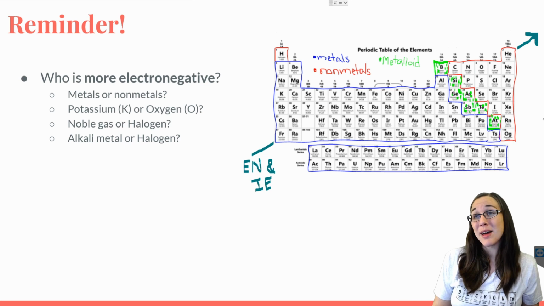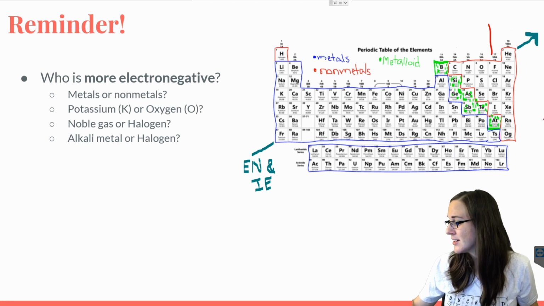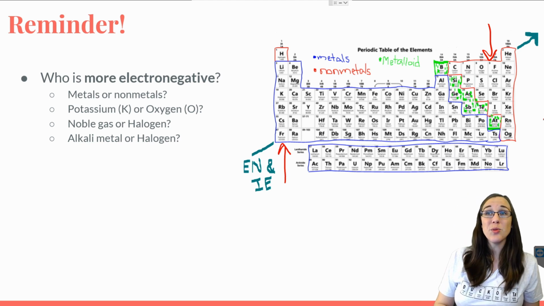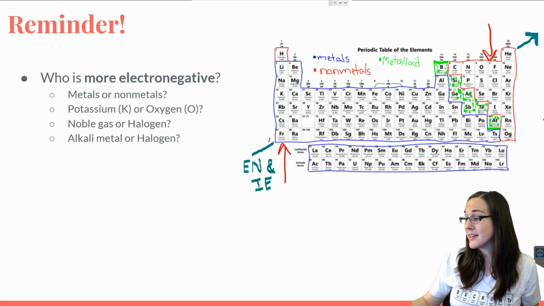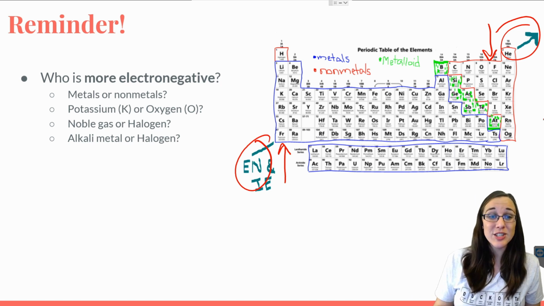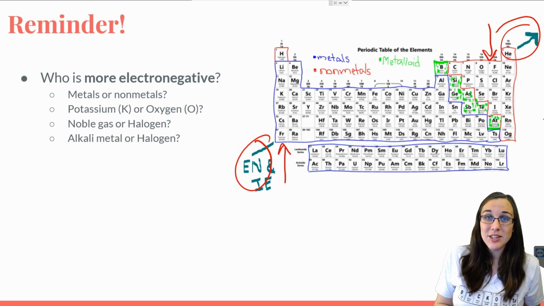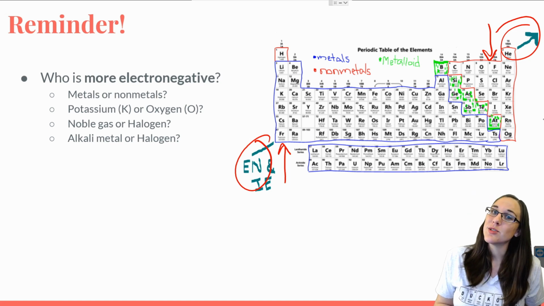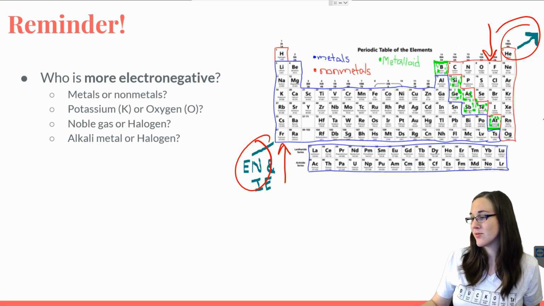How about alkali metals or halogens? This is again comparing two different groups. Our halogens are over here, and our alkali metals are over here. So who would be more electronegative between those two? If we were following that same trend where it's less over here and more over here, we'd have to then assume that the halogens are more electronegative than the alkali metals, meaning that the electrons are going to be attracted to halogens a lot more than they are attracted to alkali metals.